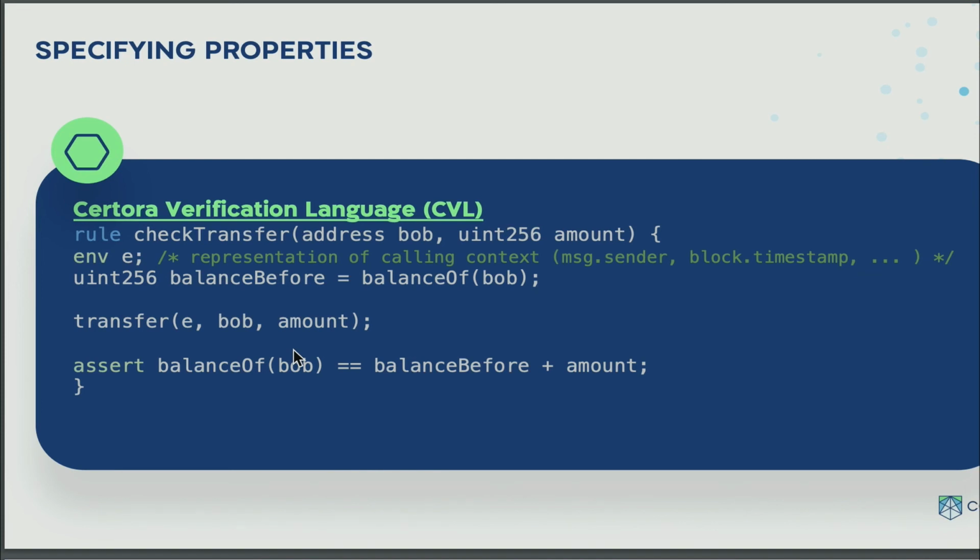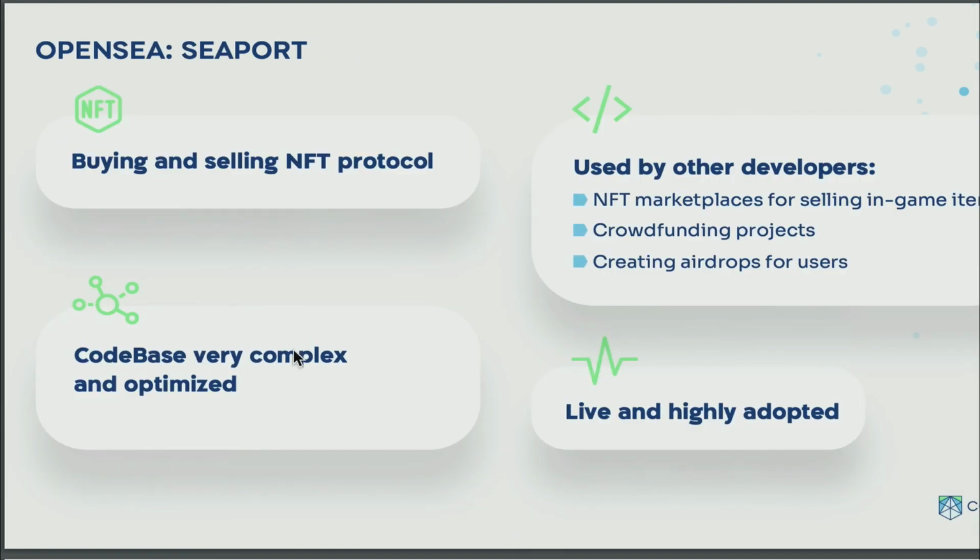Okay, so this was all introduction, and now we can drill down into properties and the nice bugs that they find. The first example is OpenSea. OpenSea, we probably all know, we heard about it. It's a very big project that was launched a few months ago. It's live. The code base is very, very complex, super optimized, with lots of inline assembly.